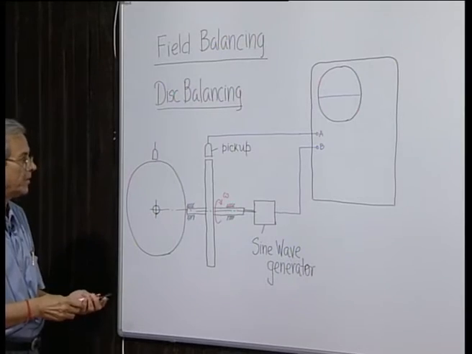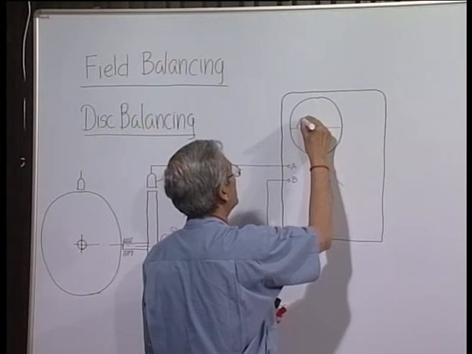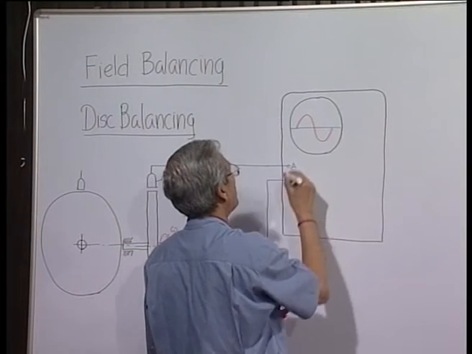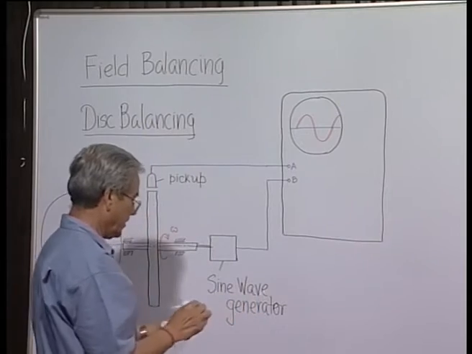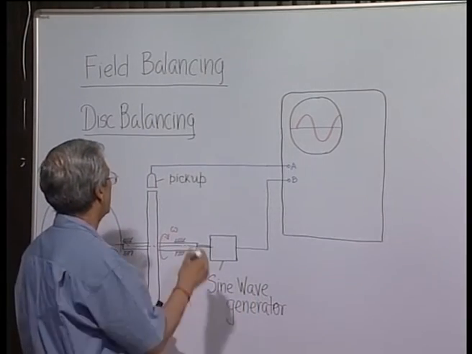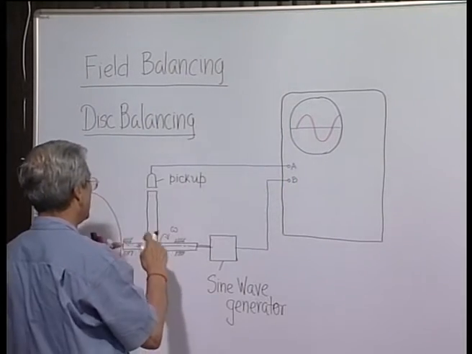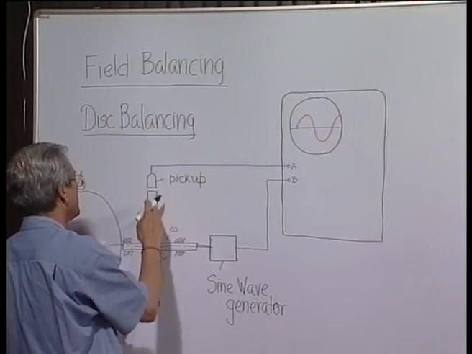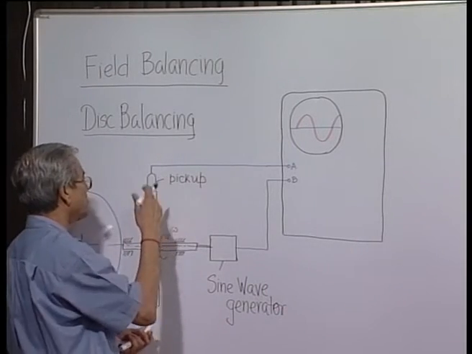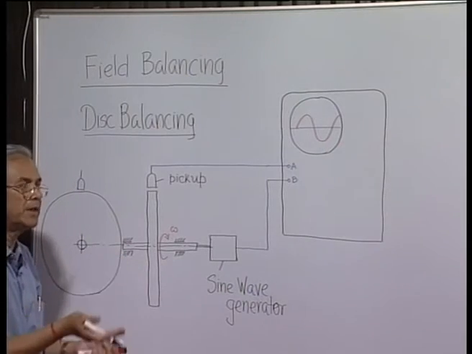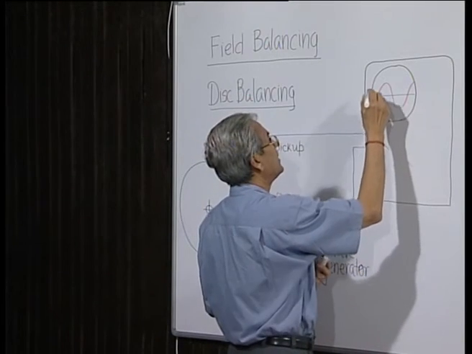So, now what will happen? Say a sine wave generator generates a sine wave continuously, and this pickup, say for example, gives a vibration. Remember, in steady state the frequency of this vibration will be the same as the speed of rotation, because the exciting force is nothing but the centrifugal force generated by the rotation. So, they will have the same frequency, but they need not be in the same phase.